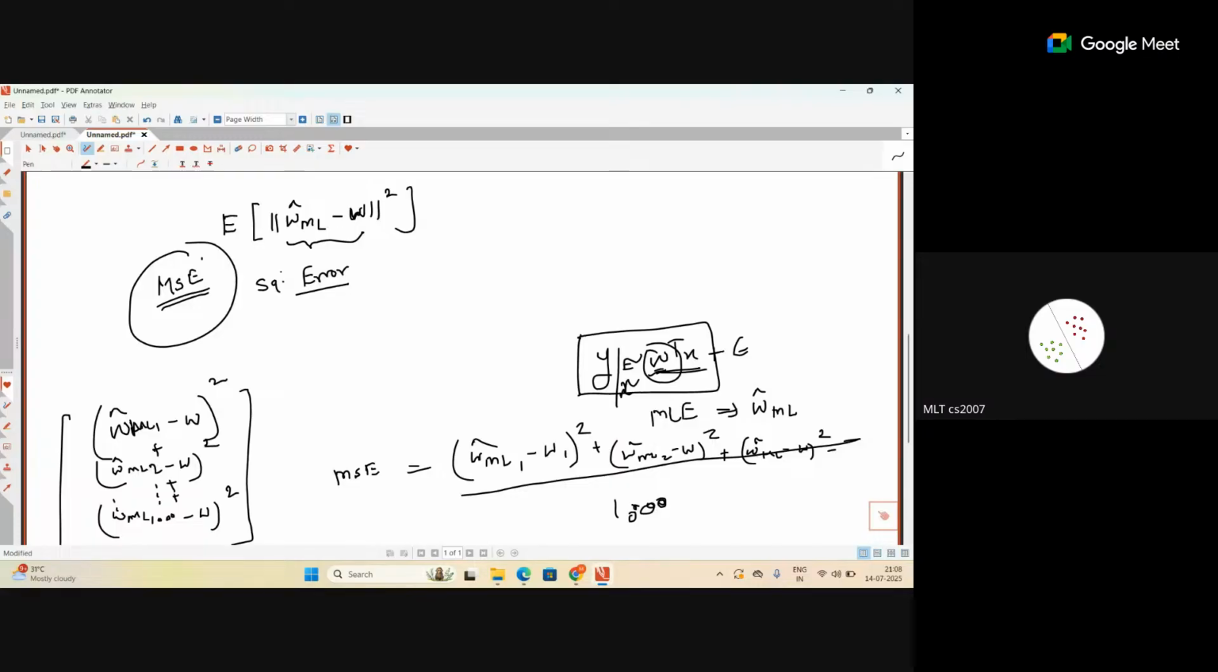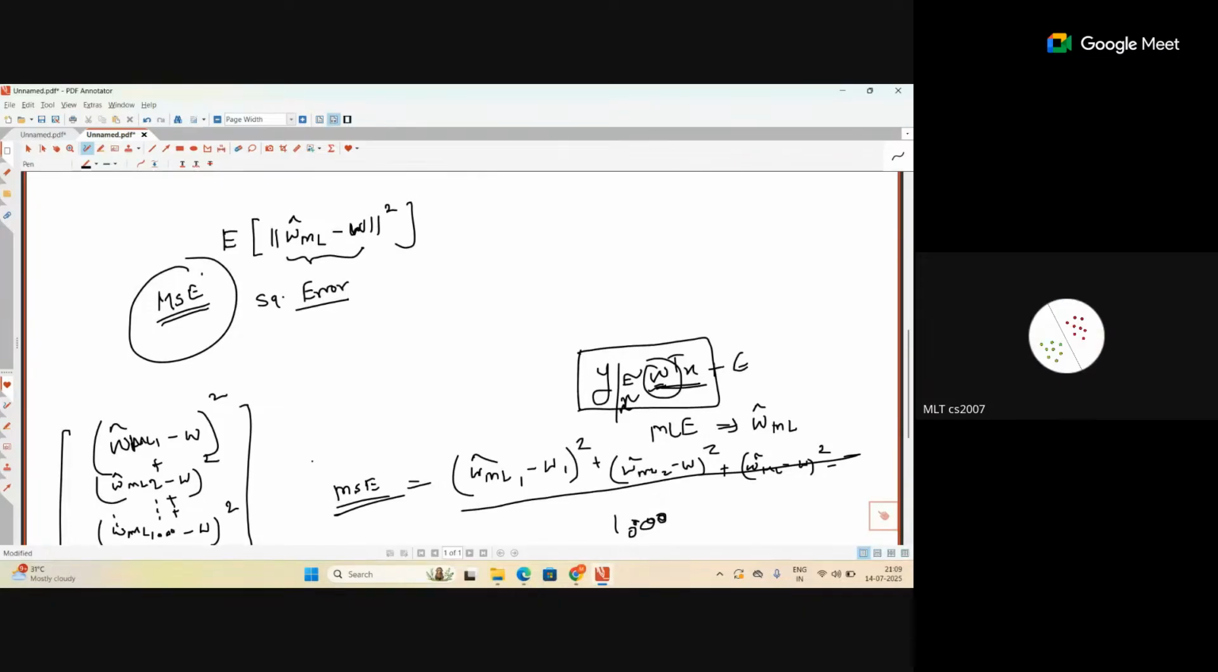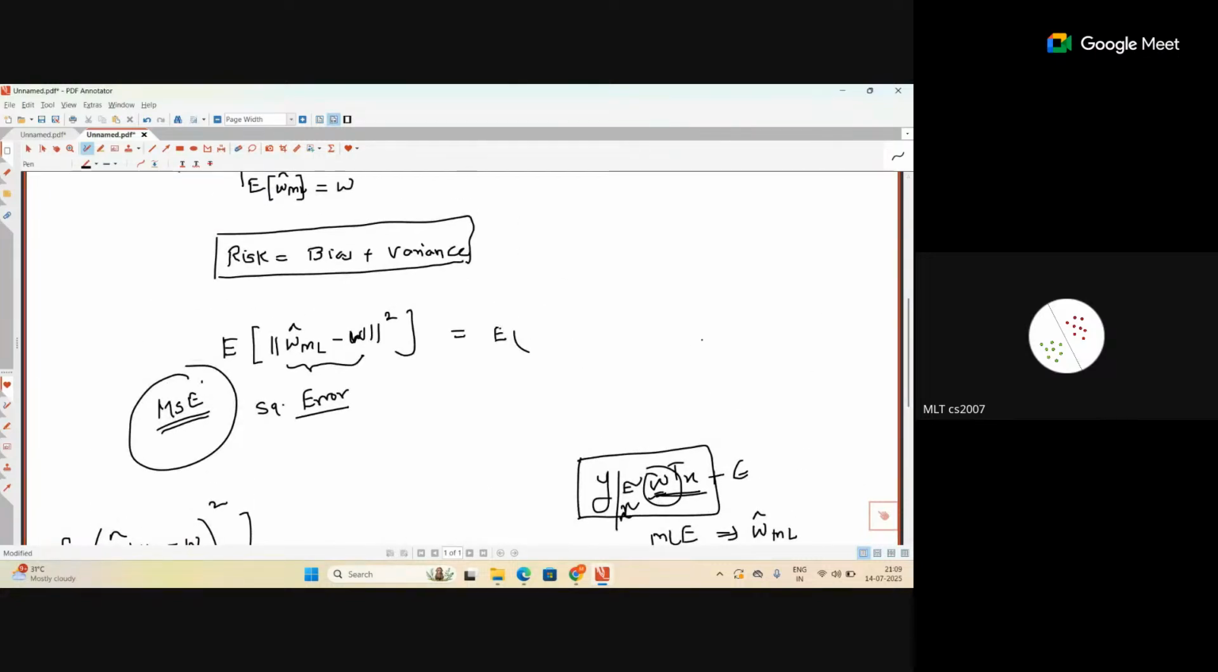Now this is fine. Do you understand what this quantity is? This entire quantity is the expected value of this part. And that should be equal to, I'm saying, the bias. What will be the bias here? What is bias generally? I think I've made one mistake here. The risk is basically bias square.